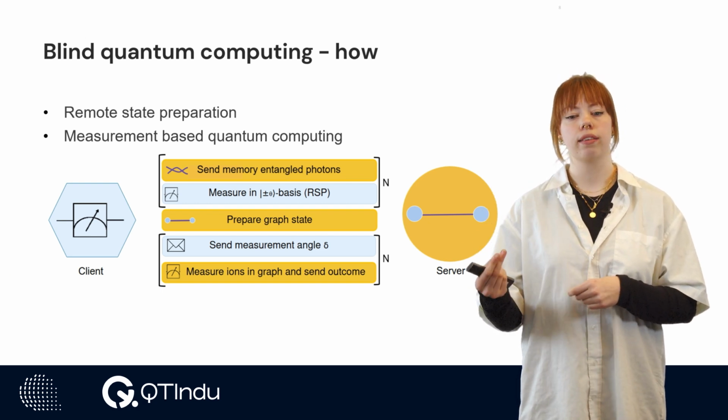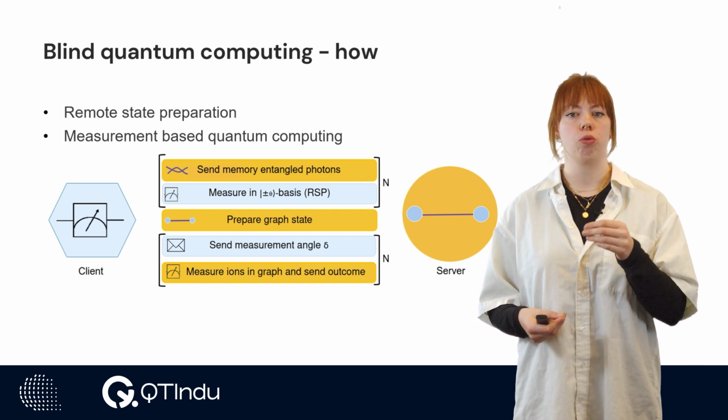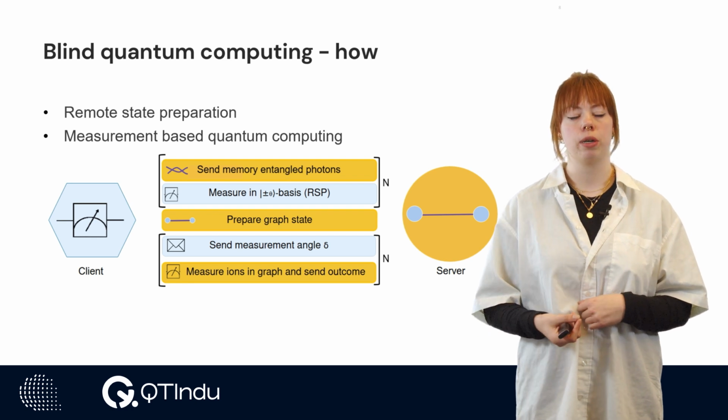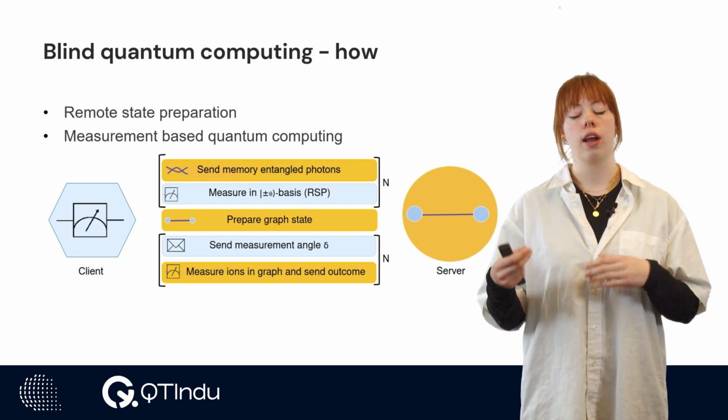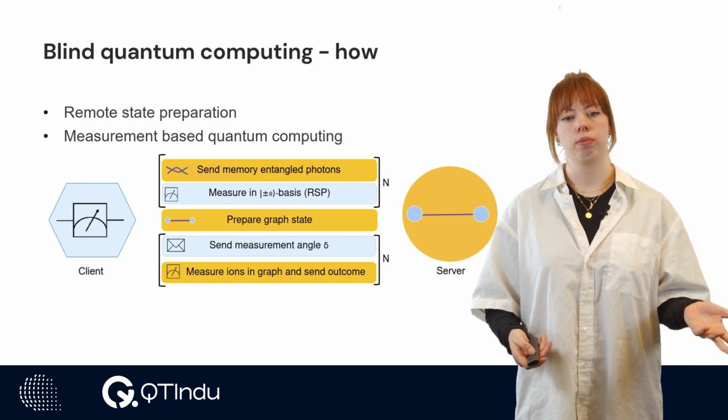And then next, the client will ask the server to measure all of these qubits one by one in particular bases. The server then sends back the measurement outcomes and they go back and forth until all of the qubits are measured and the computation is performed.